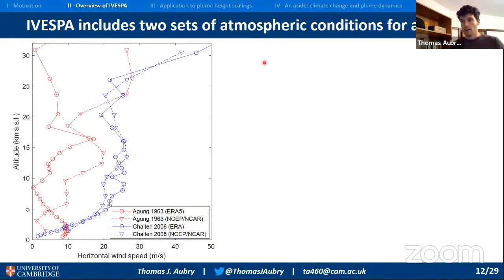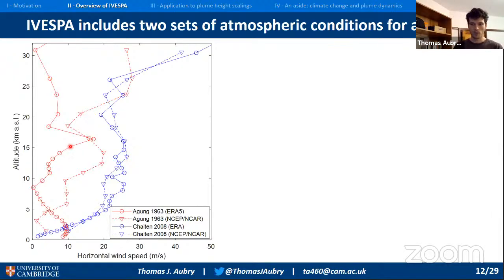And last, I've said this, but I want to highlight again that we have atmospheric conditions for all of the events in IVESPA. In addition, we provided them from 2 different climate analyses, so 2 different data sets. I want to illustrate here why this could matter. This figure shows horizontal wind speed profiles for 2 events in the database. In red is Agung, 1963, one of the phases. In blue is Chaiten 2008, again one of the, I think, 3 phases we have for Chaiten.